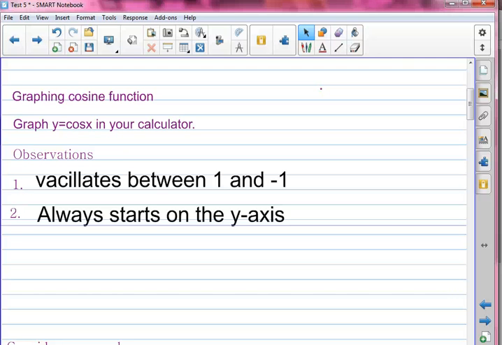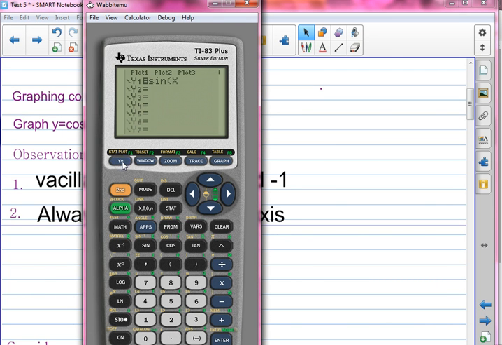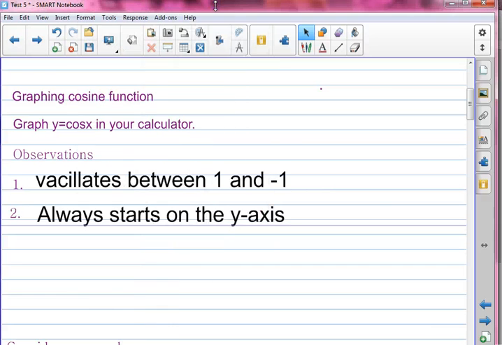Okay, now we're going to learn how to graph the cosine function. So we're going to graph y equals cosine x in our calculators. And press graph. And it looks much the same. The only difference is the sine graph started at the origin and the cosine graph starts on the y-axis.